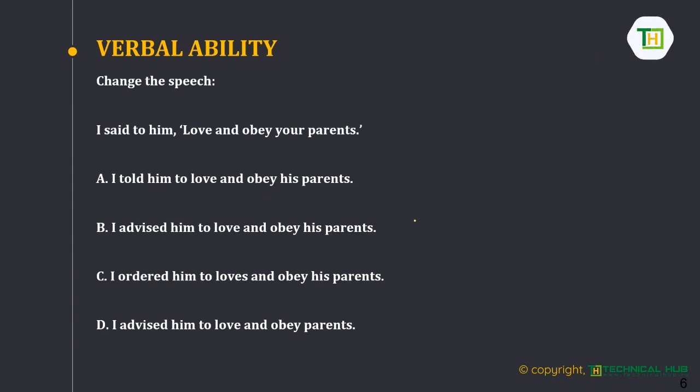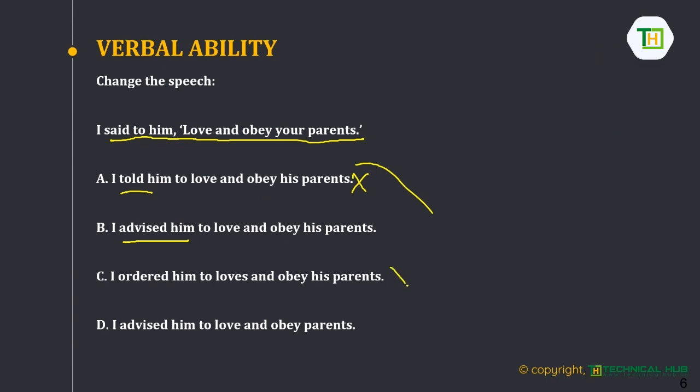So actually here, loving and all won't come here, that comes under advice. So here we see only said to, but when you convert direct speech into indirect speech, obviously that becomes advised. That would come like advised. Okay, so here told. So the first option is cancelled, and again ordered.